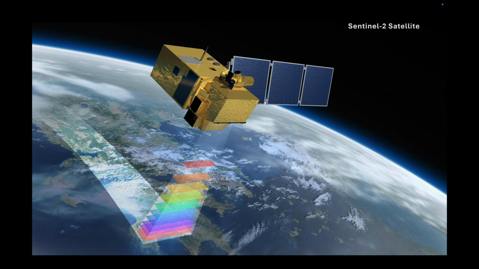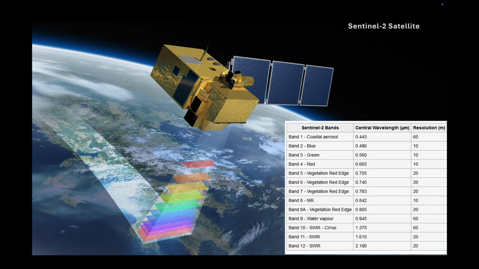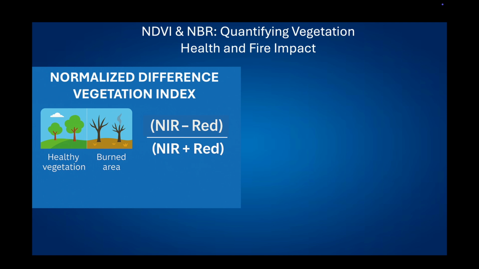This is where the European Space Agency's Sentinel-2 satellite constellation becomes crucial. Sentinel-2 consists of two identical satellites that together capture the entire Earth every 5 days at 10-meter resolution. A key point is that it doesn't just see visible light like our eyes, it captures infrared radiation, which reveals vegetation health through biological processes. We measure vegetation health using the Normalized Difference Vegetation Index.